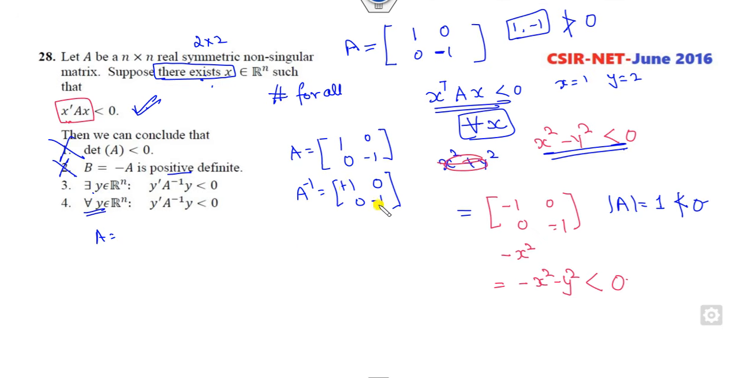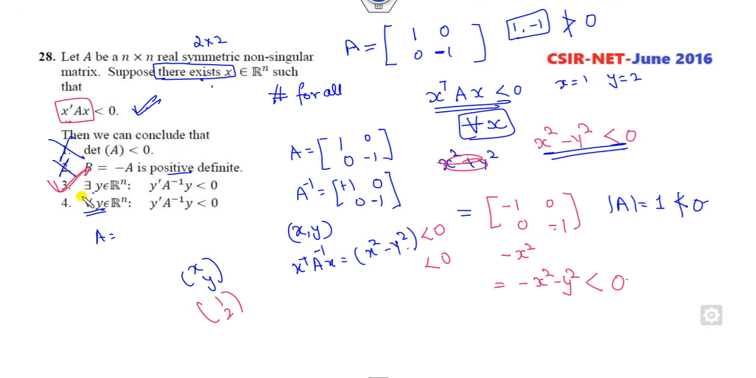Now if I consider any vector x comma y, then x transpose A x of this is x square minus y square. Fine. Now, there exists y, meaning can you think of a pair x comma y such that this will be less than 0? Yes, you can easily take 1 comma 2. This is less than 0. That's the correct statement. But he said for all. That is not true. If you take the vector 2 comma 1, then it will be 4 minus 1, greater than 0. So this option is cancelled out, and the "for all" option, the third, is the right answer.